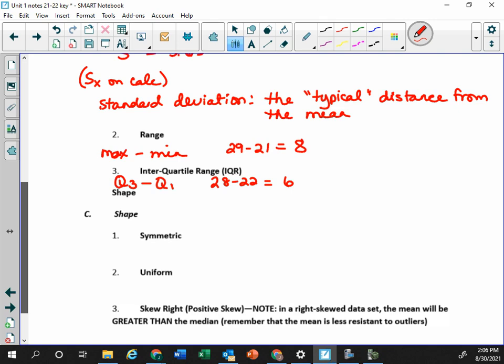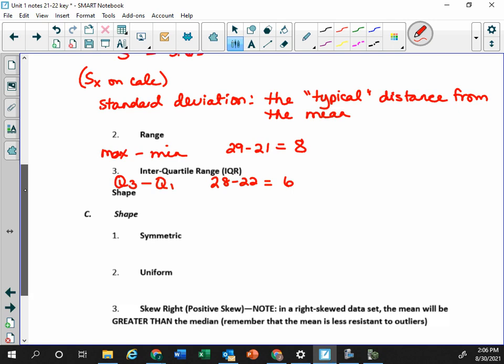So none of this is like, ooh, that's super hard math, okay? I mean, we're just subtracting two numbers. It's really just being able to understand when to use which values and what they're telling you. All right, questions on spread? Okay, your calculator is your friend for that one, for sure.